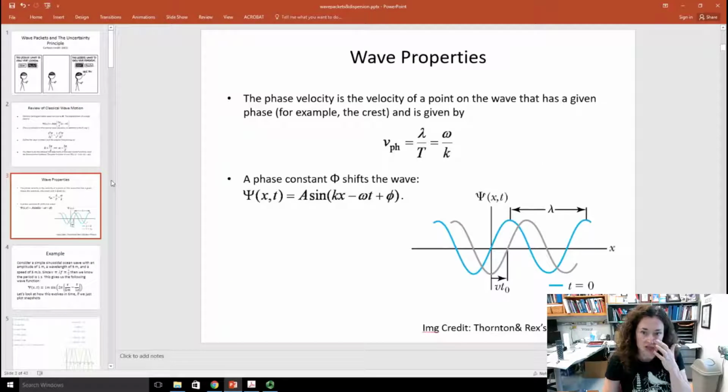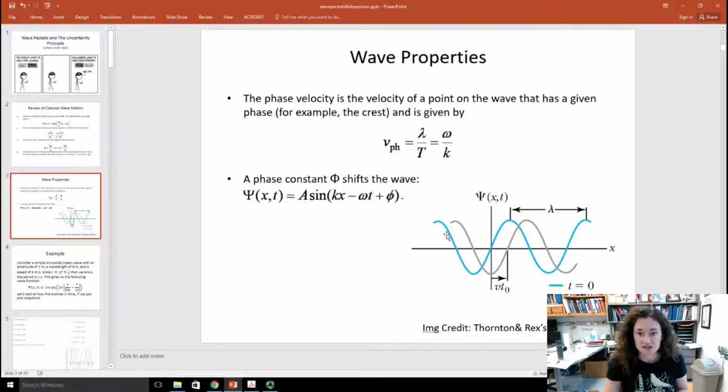Now the phase velocity is the velocity of a point on the wave that has a given phase, for example the crest. Okay, so if we wanted to track the speed of the crest of that wave as it moves in time, then that would be equal to lambda, the wavelength, divided by the period T. Now, given our definitions of omega and k, that also means that the phase velocity can be written as omega over k, the wave number.